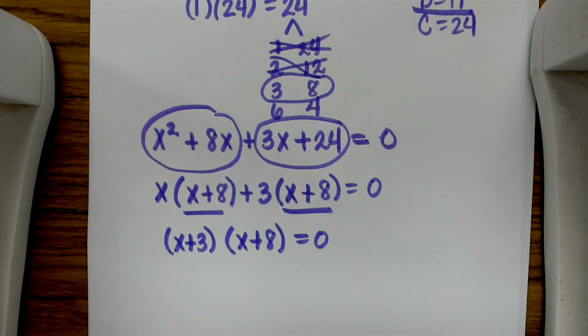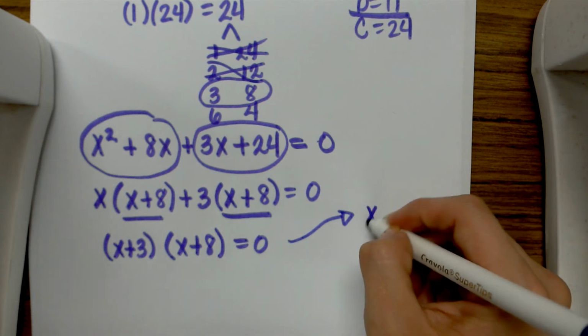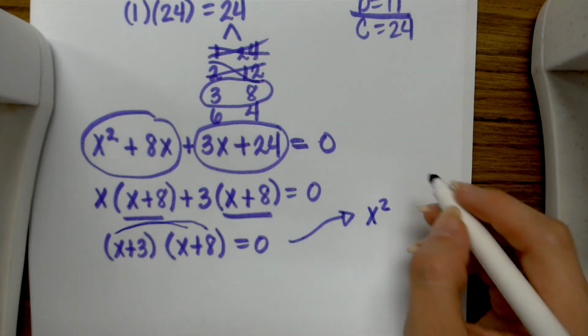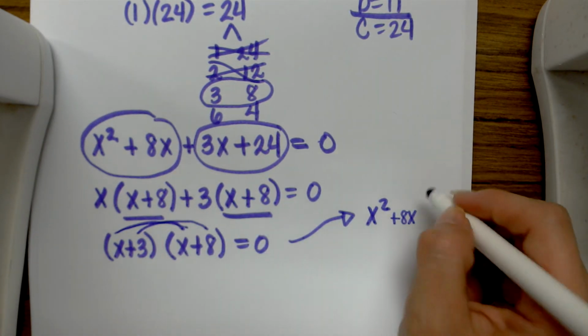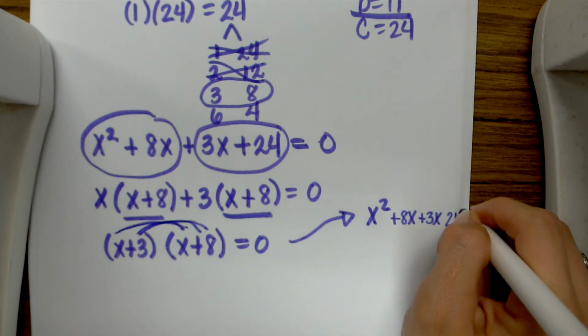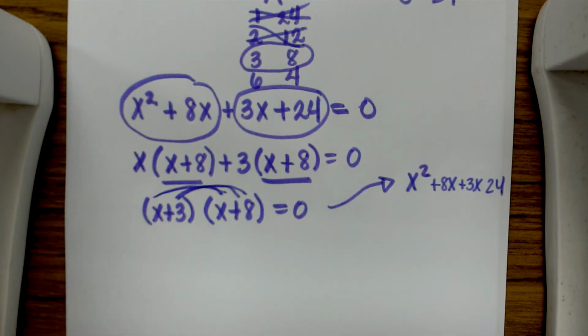We're multiplying these together. So one way to double check it to see if that works is to FOIL. So if we were to FOIL, what's x times x? We get x squared. Right? So we do first, and then we do the outside. What's x times 8? Well, it's 8x. We're going to do the inside. That's 3x. And the last is 24. Well, isn't that exactly what we started off with over here? It sure is. So now we know that we are on the right track.